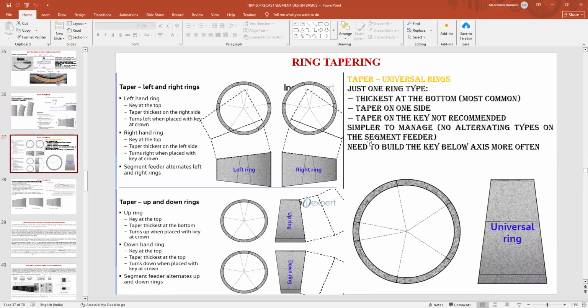Now, the taper can be a left hand side taper, a right hand taper, or an upward or downward ring. Nowadays, we are going with a universal ring. The universal ring means it is a both side taper. So you don't have any problem negotiating any type of curves.